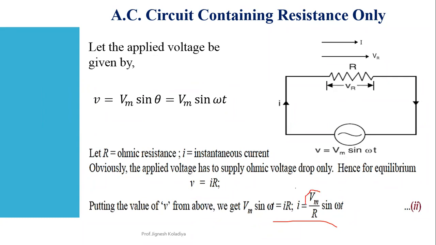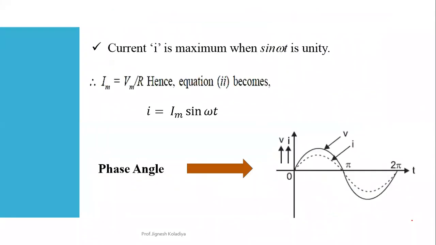Now this Vm by R is what? V upon R is current. And as the value of voltage is maximum over here, the current I'm getting is also maximum. So Vm by R can be replaced by Im. So I can write Im is equal to Vm by R. So my final equation of current is I is equal to Im sine omega t.